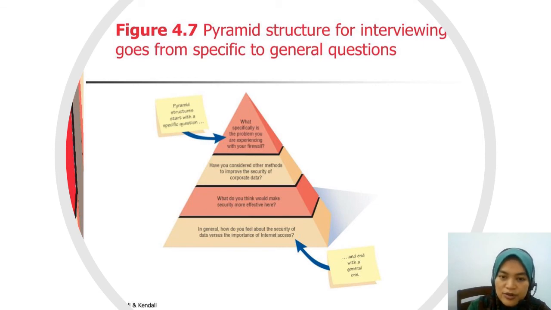Have you considered other methods to improve the security of corporate data? So it goes to more in-depth questions. What do you think will make security more effective here? So this is getting some opinions from the interviewee. And then, in general, how do you feel about the security of data versus the importance of internet access? So it's very detailed, and the interviewee needs to spend time to explain his or her answers. So this is the pyramid type of question arrangement.